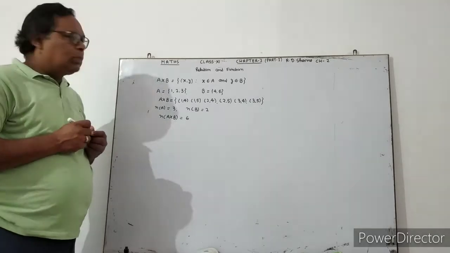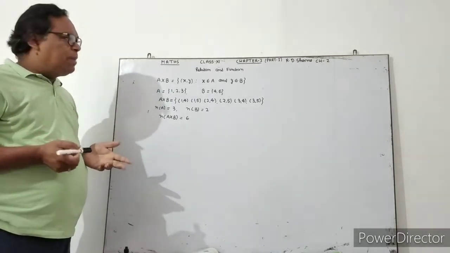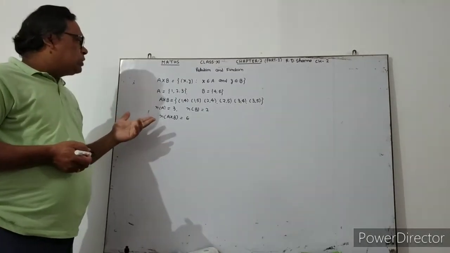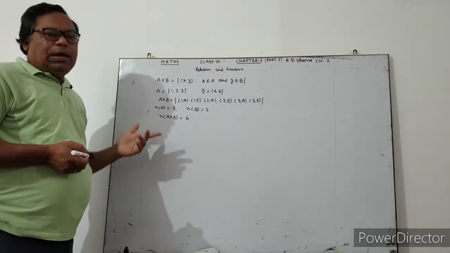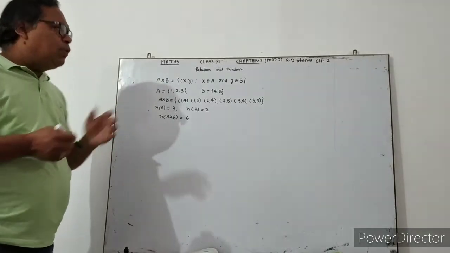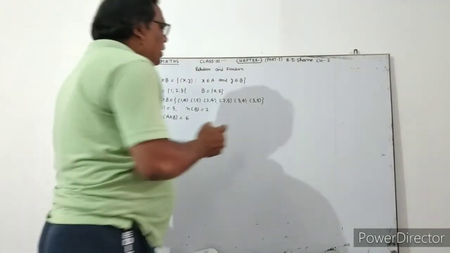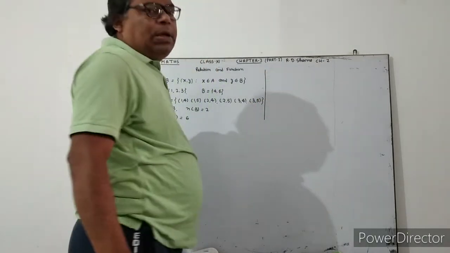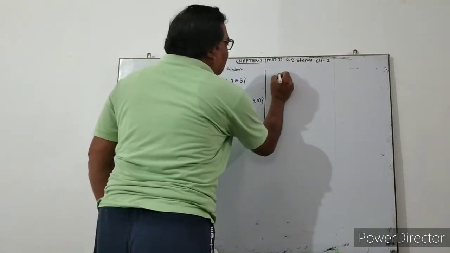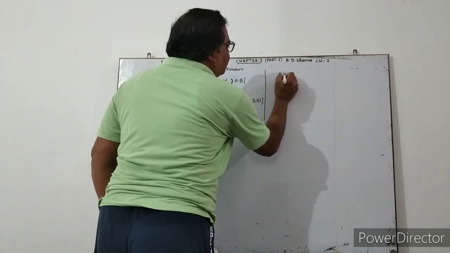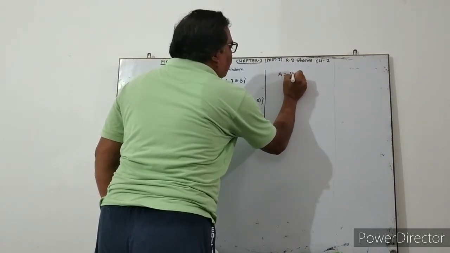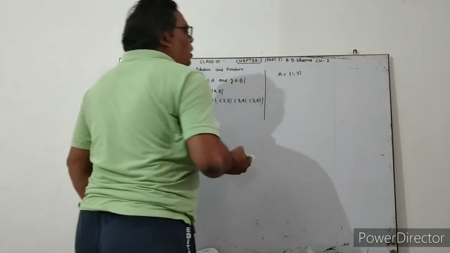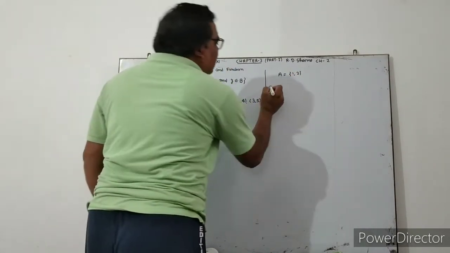Now we give another example. How can you find A cross A? Suppose A is the set with elements 1 and 2. Now how can you find A cross A?